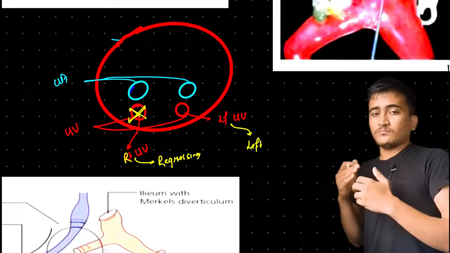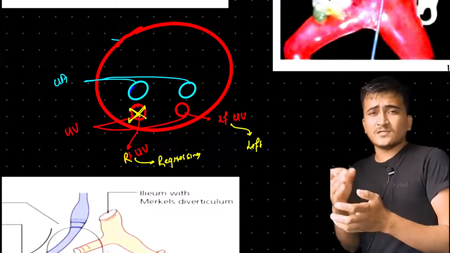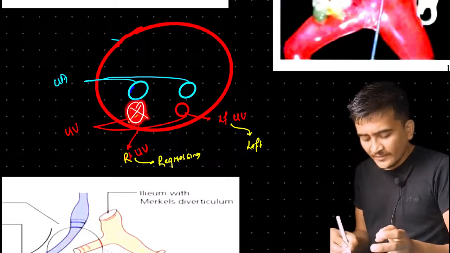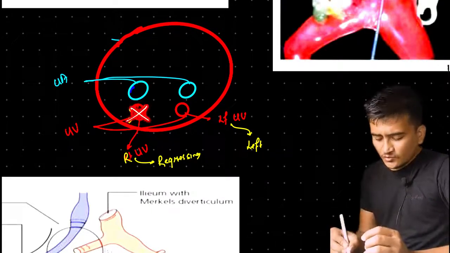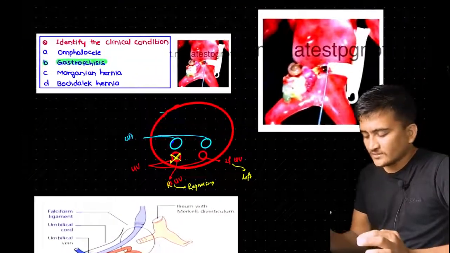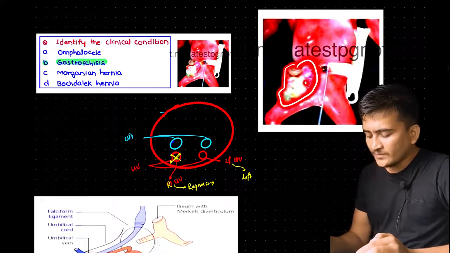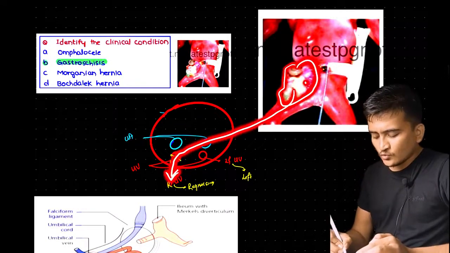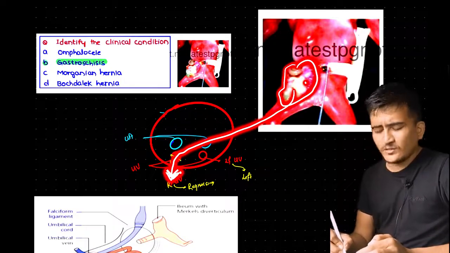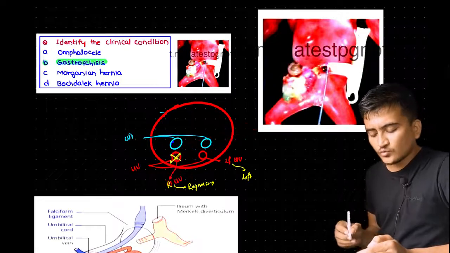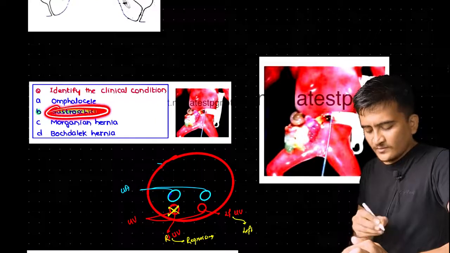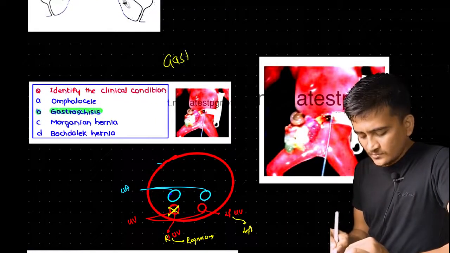Since it is obliterating, or being removed, there will be a weak spot in the area of this right umbilical vein. Since there is a weak structure in this right umbilical vein, the intestinal content will be protruding out through this right umbilical vein region, which is the weakest spot. And this condition is called gastroschisis.